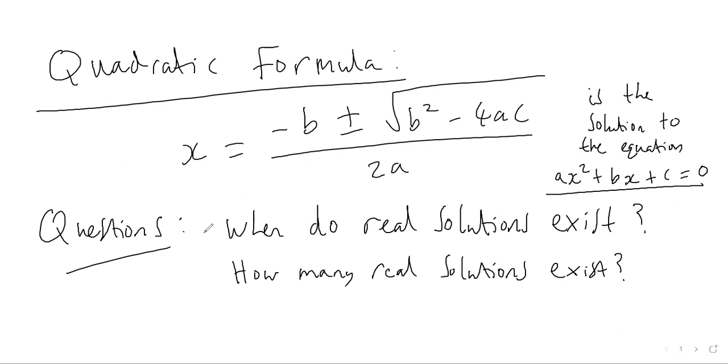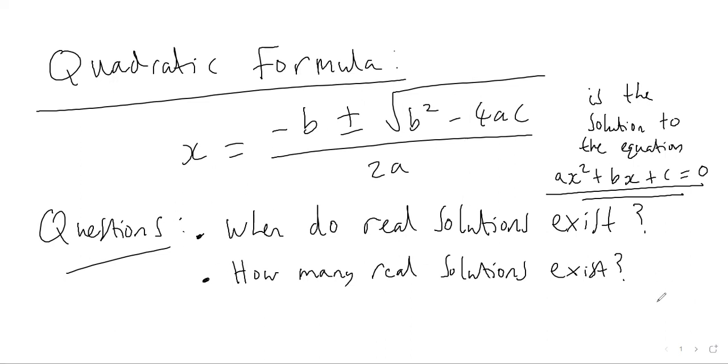So a couple of questions. Number one, when do real solutions exist to this equation? So when do we get x numbers that are actually real numbers on the real number line? And also the second question here, how many real solutions exist? Do we have just one real solution or do we have multiple real solutions? So these are two questions we're going to consider today.